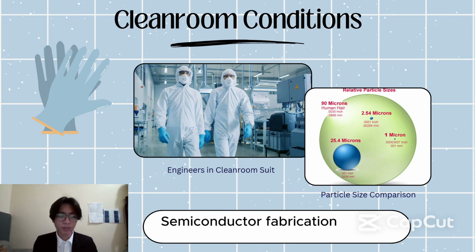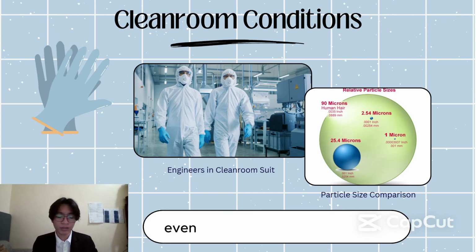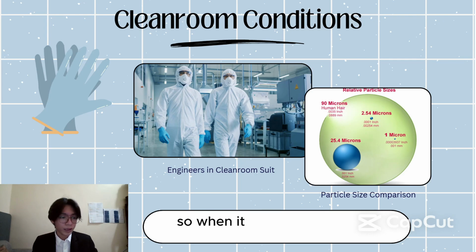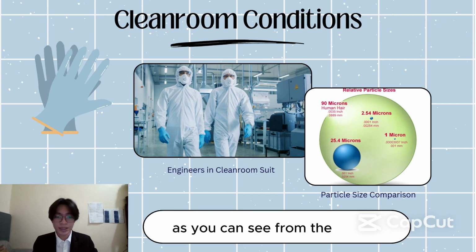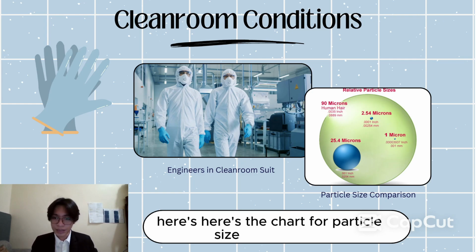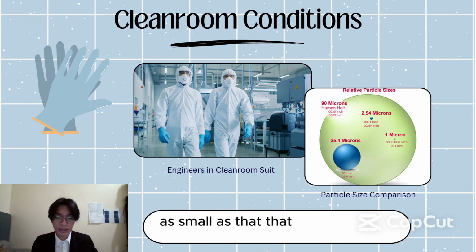Next in the process is clean room conditions. Semiconductor fabrication must be done in a clean room where the air is filtered to remove even microscopic dust particles. A single speck of dust can destroy a chip. That's why you need to be clean. Engineers wear full suits to avoid contaminating the process. As you can see from the slide, here are some engineers in clean room suits. Here's the chart for particle size comparisons. Particles as small as that can destroy a chip.